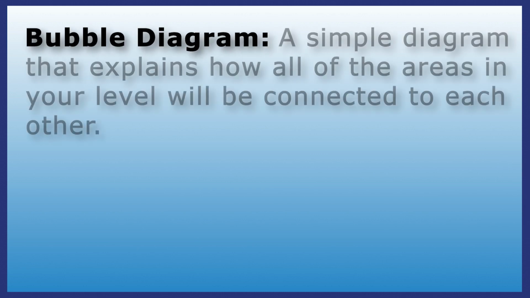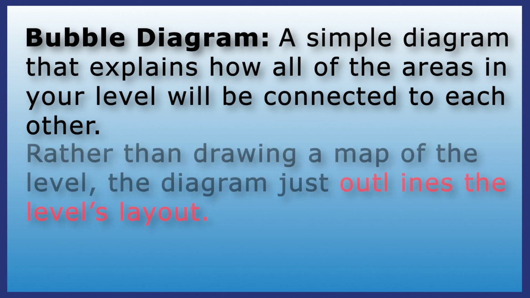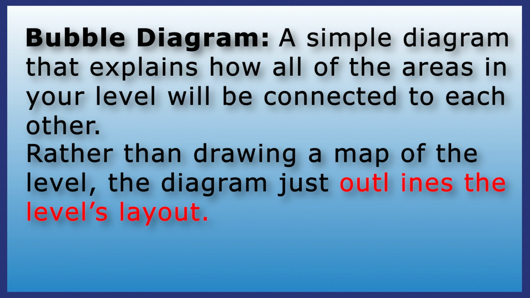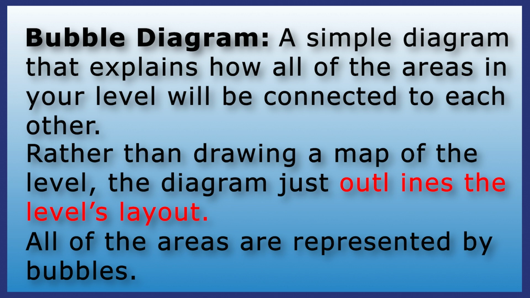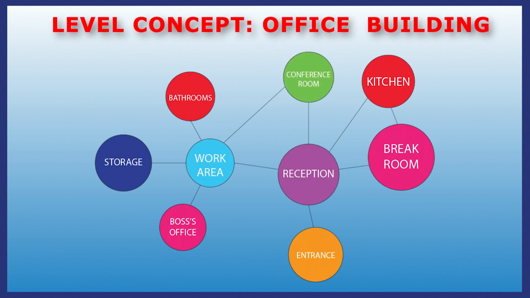For those who don't know, a bubble diagram is a very simple diagram that connects all of the different areas of your level together. However, instead of creating a fully fledged map, it just outlines the basic layout of the level. Each area is represented by a bubble, and then you start to connect them together. There are many different ways to make a bubble diagram, but here's a couple common techniques that level designers like to use. The first and most common method simply involves connecting the bubbles together with lines.